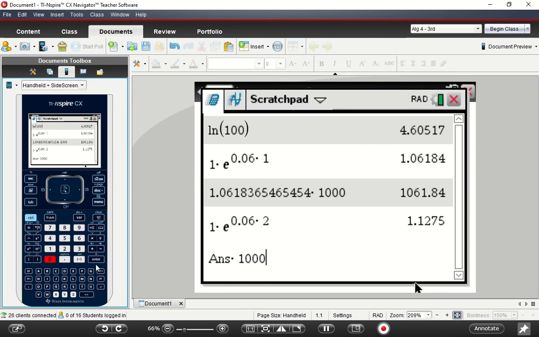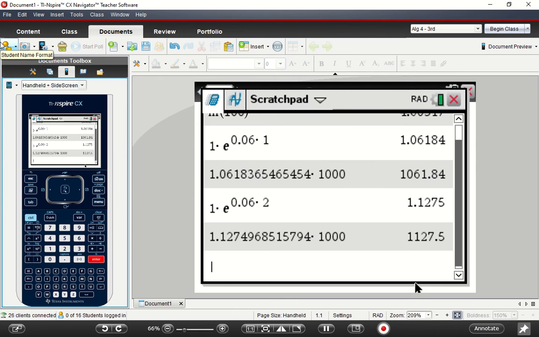Right. There we go. 1,127.50, because it's dollar amount, so that 0.5 represents 50 cents, right?